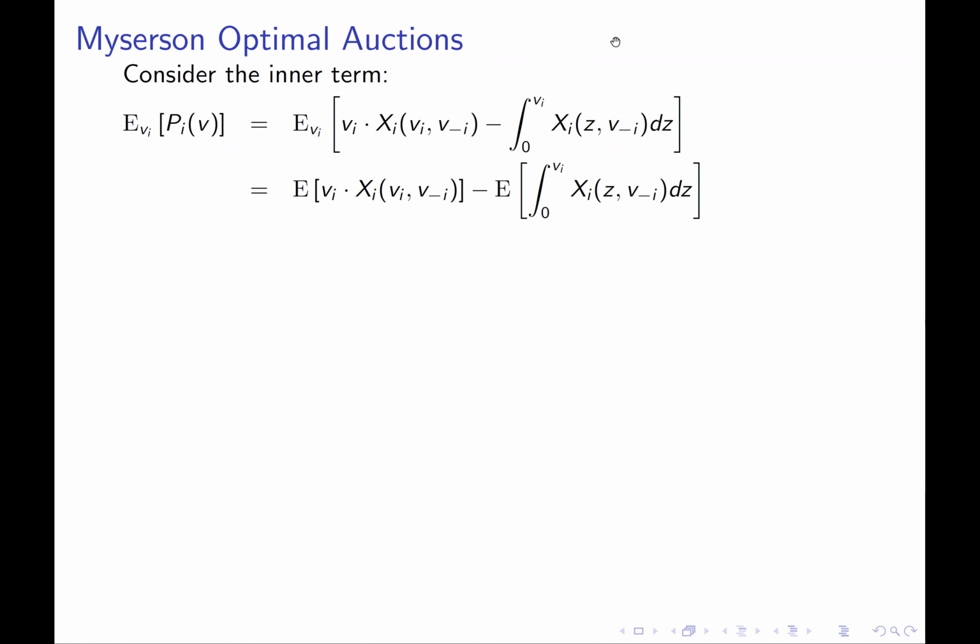So this is the difference of two terms. And again, remember that expectations are linear. And so I can just consider this as the difference of two expectations. So let's do that. Nothing else has happened here. In going from line 1 to line 2, I've just separately taken the expectation of the first term and the second term.